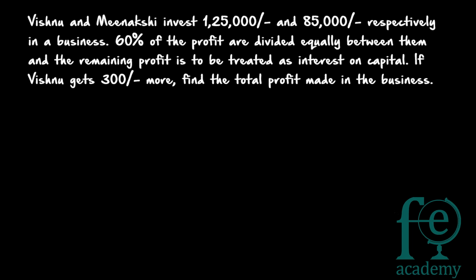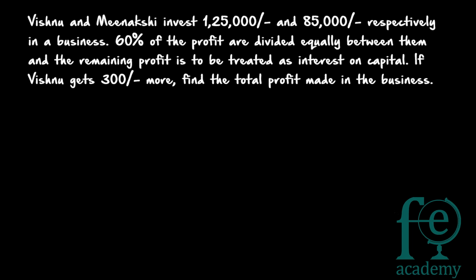So today's question is, Vishnu and Meenakshi invest 1,25,000 and 85,000 respectively in a business. 60% of the profit is divided equally between them and the remaining profit is to be treated as interest on capital. If Vishnu gets 300 more, find the total profit made in the business.